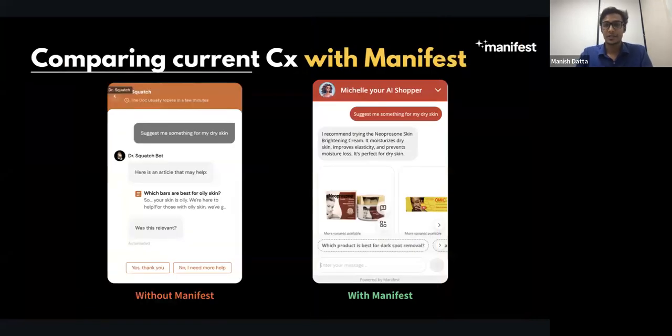Again, like I mentioned at the start of the webinar, we can probably go ahead and look at some real life use cases, right? About how Manifest can help brands improve their customer experience. So just a comparison between two skincare brands, one which does use Manifest and the other which does not, right? So on my left, I can see Dr. Swatch, right? The really large, the uber large soap manufacturer.